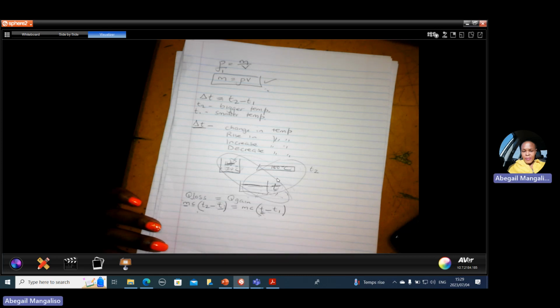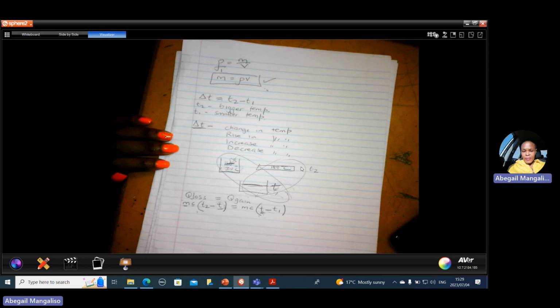So this is the formula. When we have more than one substance, you use the law of conservation. That means you equate the sides. But if it's only one substance, it's only Q equal to MC delta T.